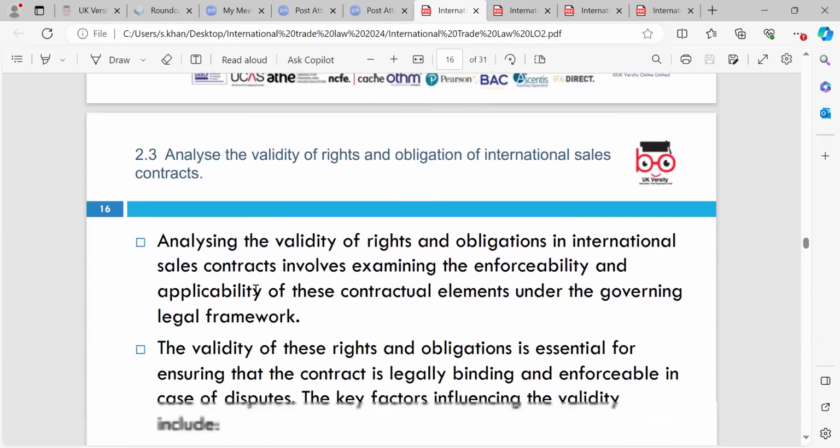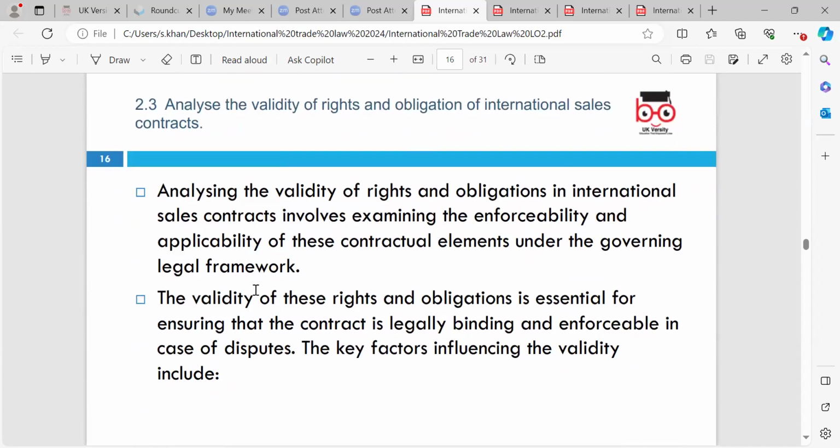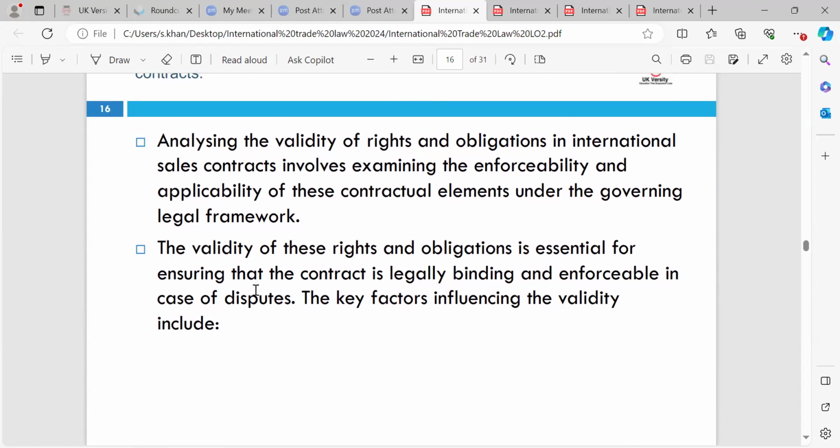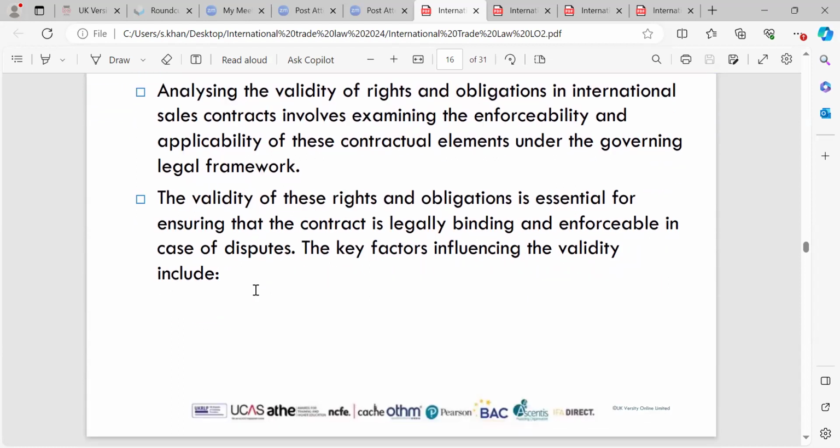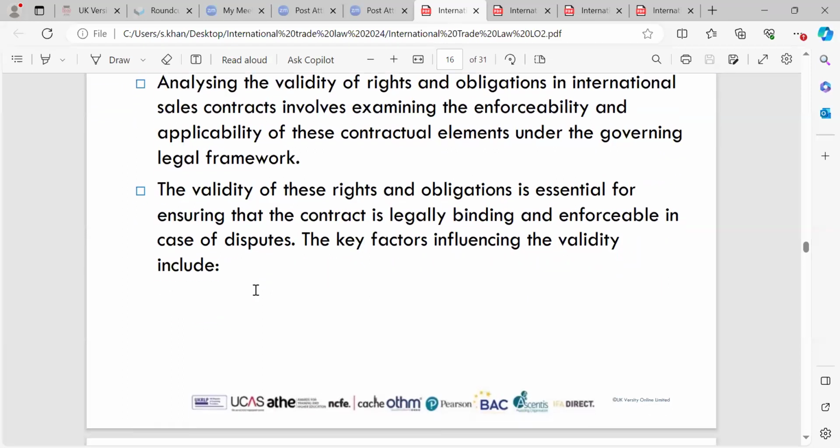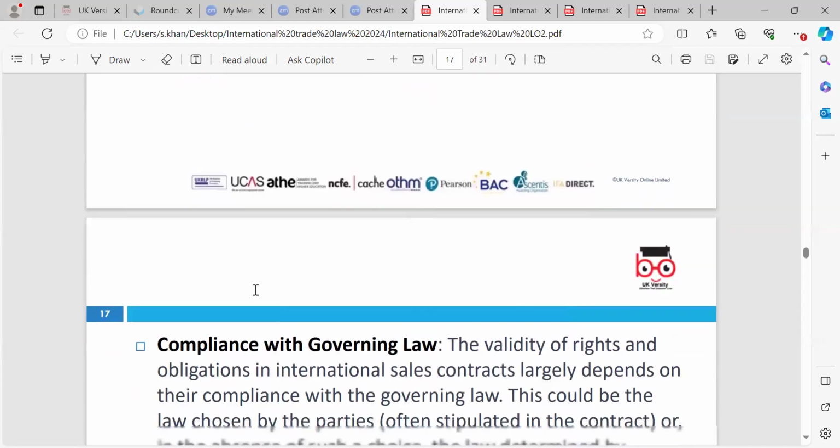So 2.3, analyze the validity of rights and obligations of international sales contracts. Analyzing the validity of rights and obligations in international sales contracts involves examining the enforcement and applicability of these contractual elements. The validity of these rights and obligations is essential for ensuring that the contract is legally binding and enforceable.